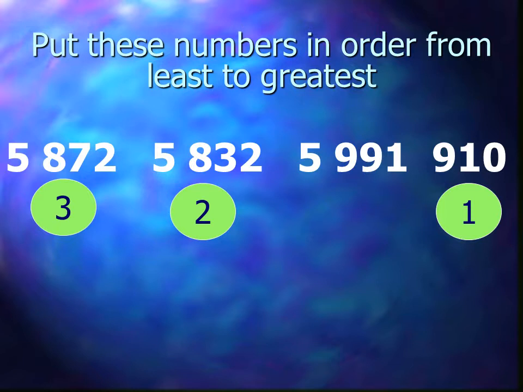5,872. If you look at these two numbers, each of the numbers have a 5 in the 1,000s place. Then they have an 8 in the hundreds place, but number 2 has a 3 in the tens place versus the 7 in the tens place for number 3. So in this case, the next largest would be 5,872, which leaves 5,991 as the greatest or largest number.